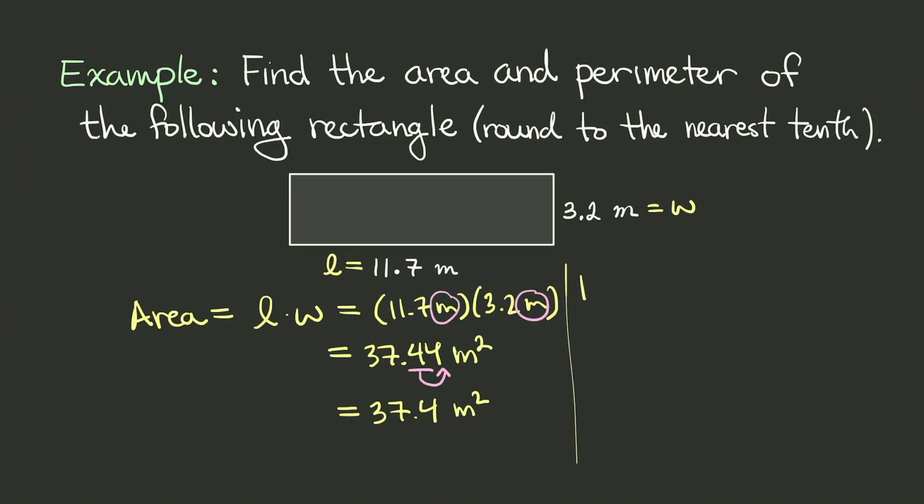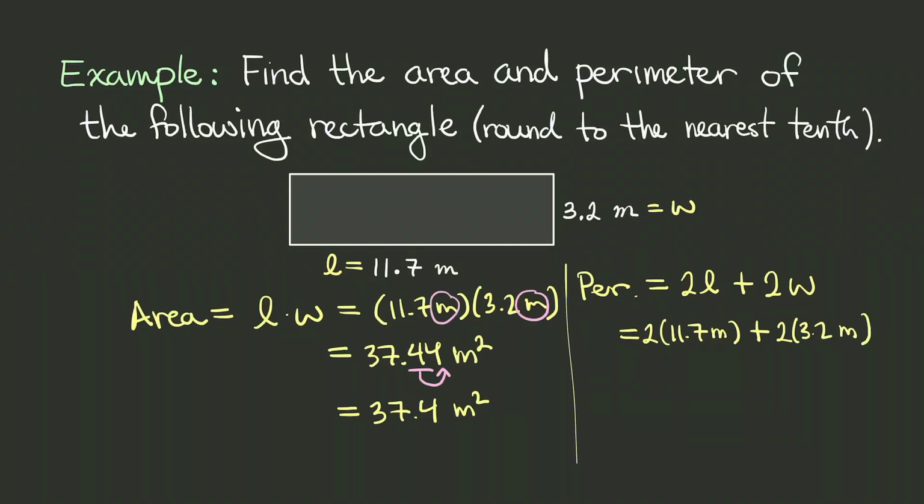Now let's check out the perimeter. Okay, so we know that the perimeter is equal to 2 times the length plus 2 times the width. So here that's going to look like 2 times 11.7 meters plus 2 times 3.2 meters. Now when I take 2 times 11.7, that's going to give me 23.4. And when I take 2 times 3.2, that's going to give me 6.4. And my units are a length, they're going to be in meters. And when I add those two together, I'll get 29.8 meters, so I don't need to do any rounding.